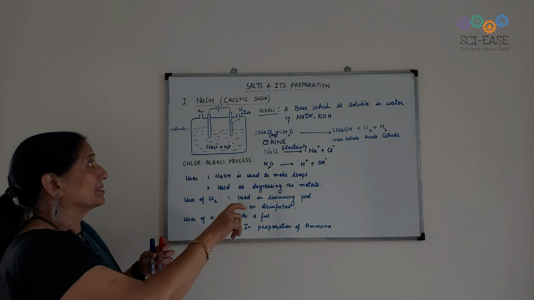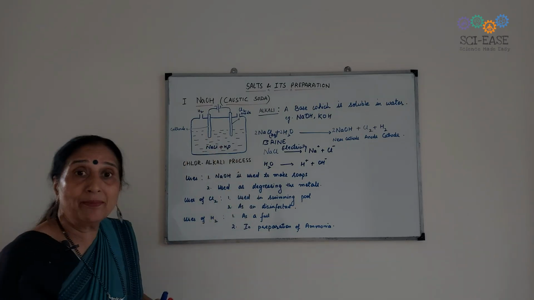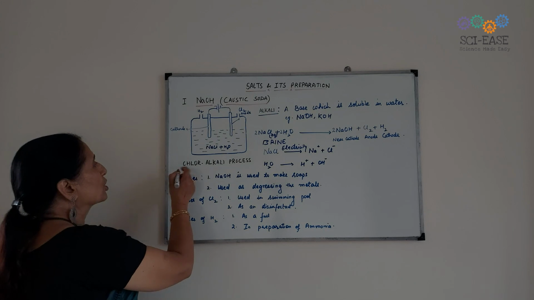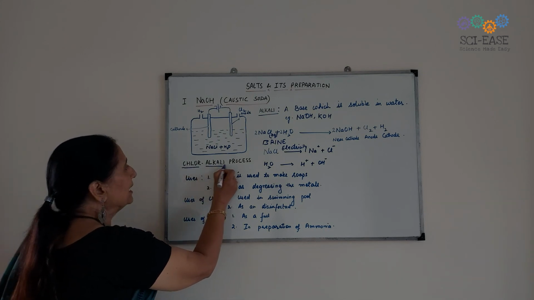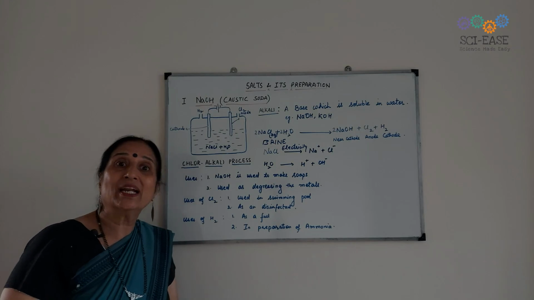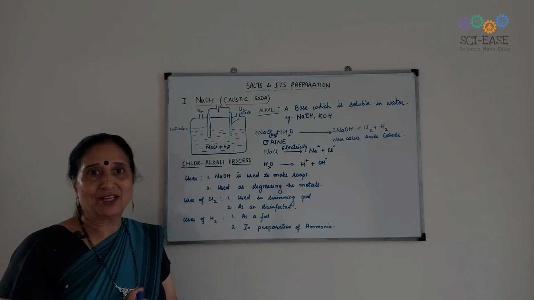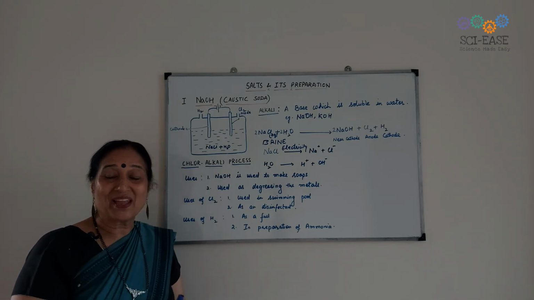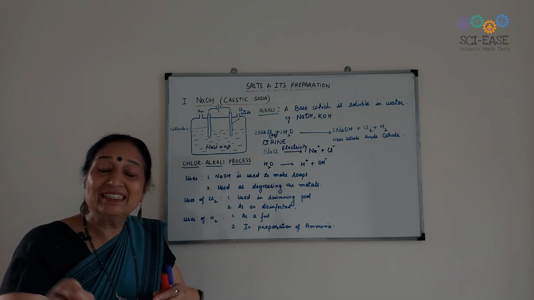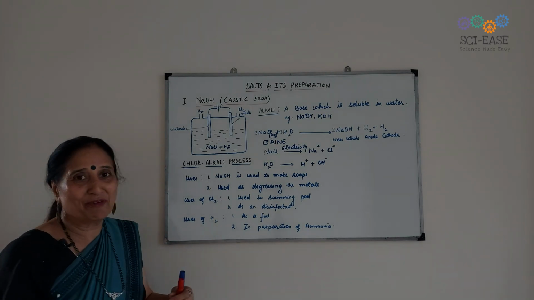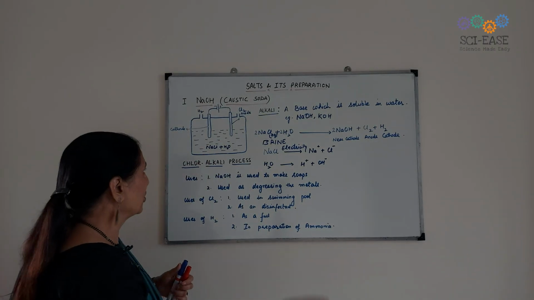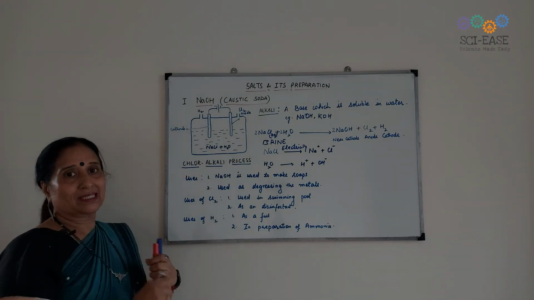And the process by which this sodium hydroxide is prepared is known as the chlor-alkali process. It is known as the chlor-alkali process because in this, chlorine will be formed and alkali, that is sodium hydroxide, will be formed. That is why the process is known as the chlor-alkali process. So, what will be the result?